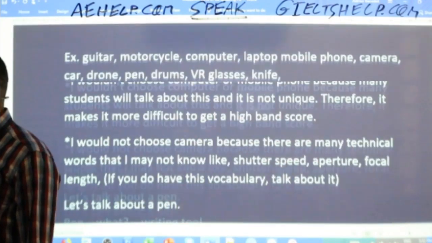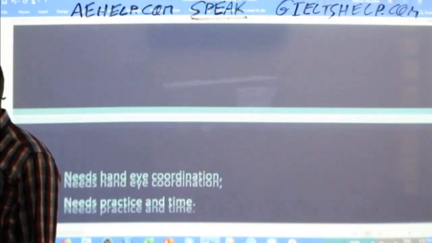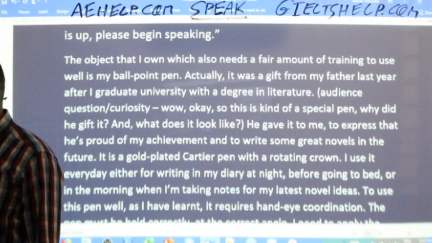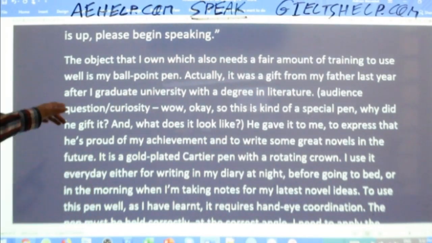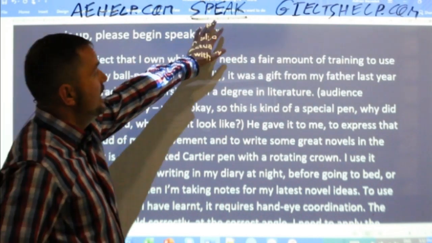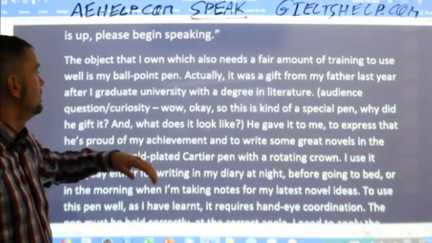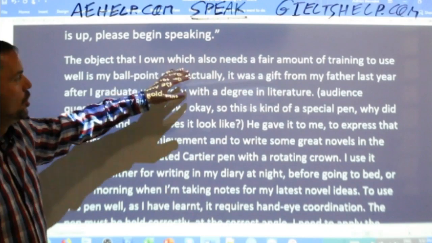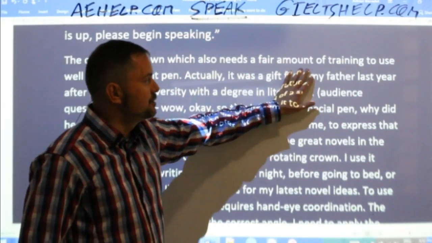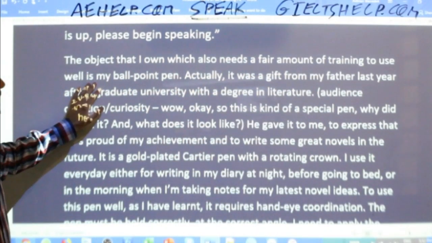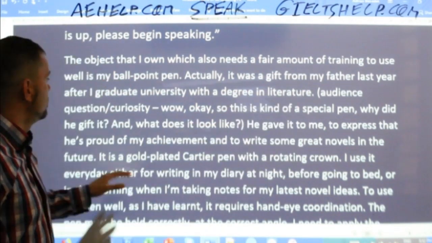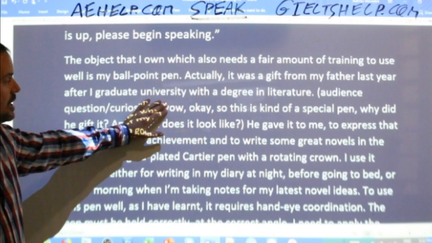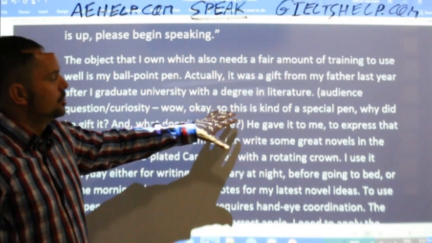We go through our 1 minute, we focus, we choose an easy, unique answer, and we end up with, here we go. Repeat after me, students, repeat after me. The object that I own, which also needs a fair amount of training to use well, is my ballpoint pen. Actually, it was a gift from my father last year after I graduated university with a degree in literature.